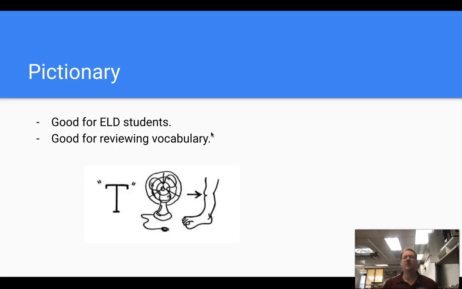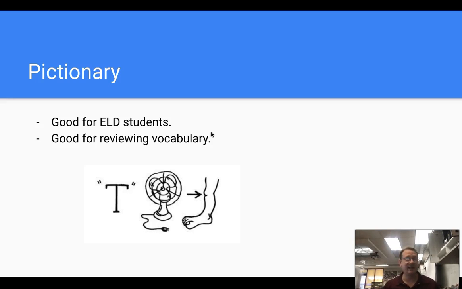Pictionary. Pictionary is great for ELD students or any vocab. I mean, gosh, imagine Pictionary in science. I always use mitosis as the example when I talk about science, because quite honestly, I don't know what it means. Imagine you're teaching about mitosis and then you do Pictionary the next day with all these science terms, and your students have to run up and try to describe mitosis in a picture.